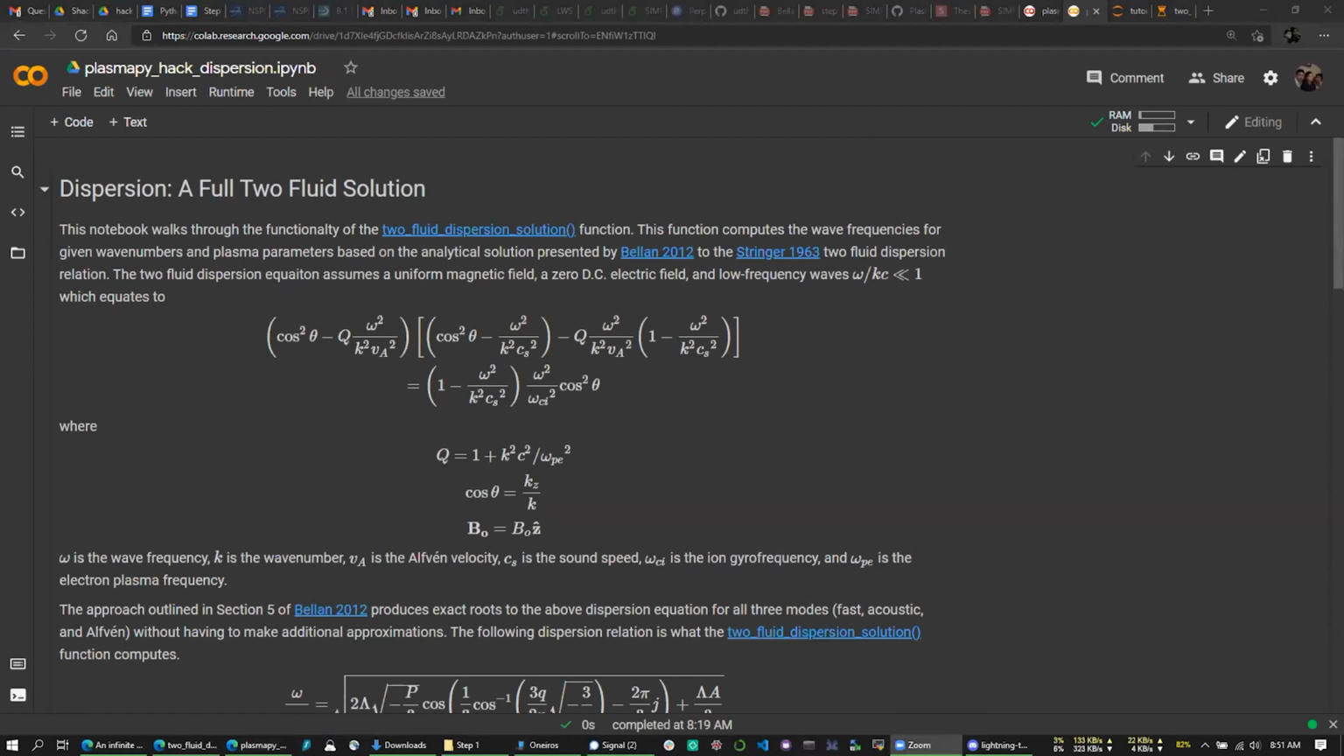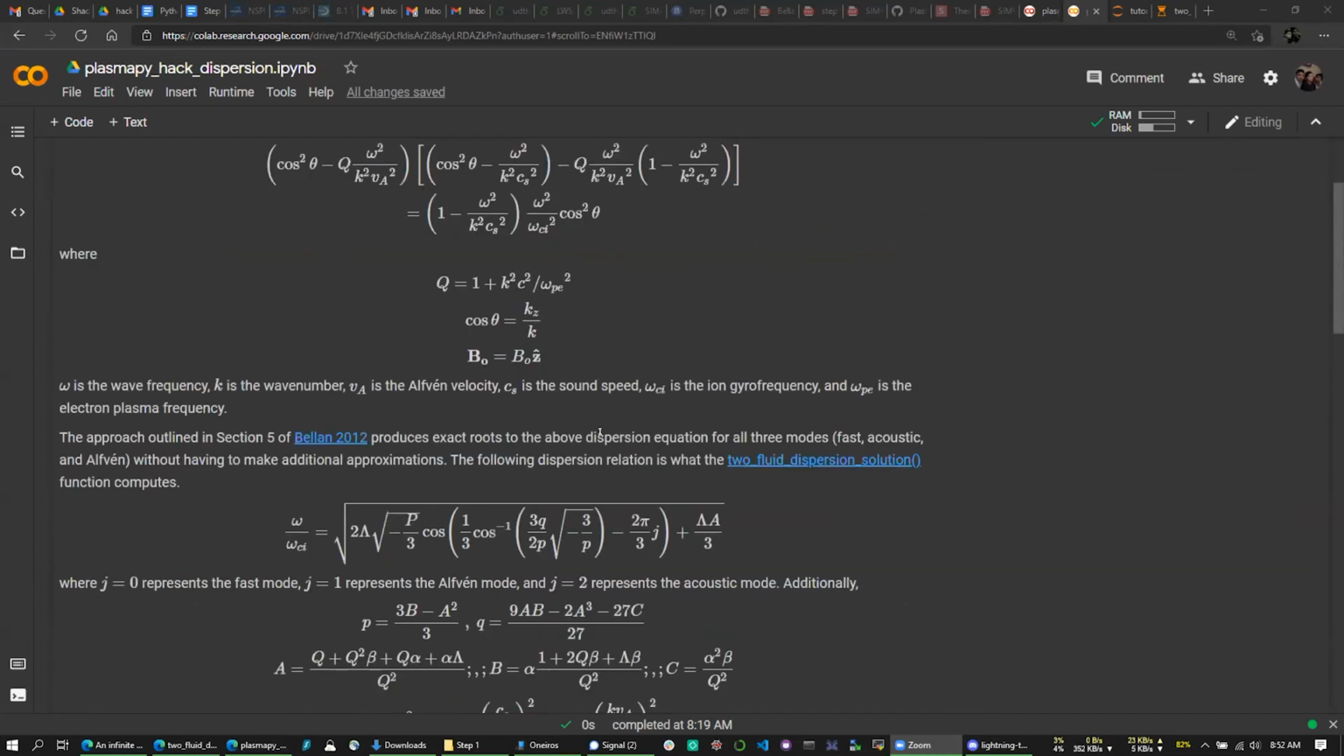Right. So we recently implemented the capability to compute a full dispersion solution for the two fluids in PlasmaPy. And it actually solves for this equation, which in general has 6 roots. Belen worked out the exact solution for the 3 roots at the lower frequency range. So that's what we solve for.